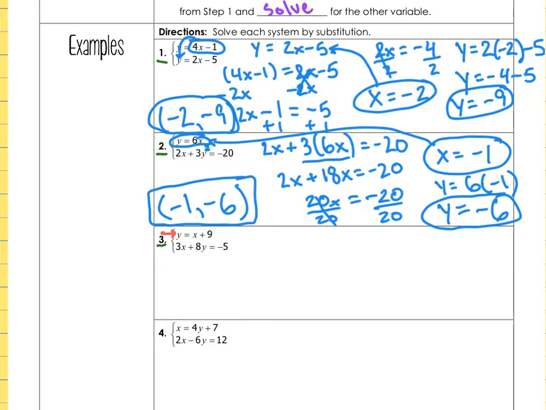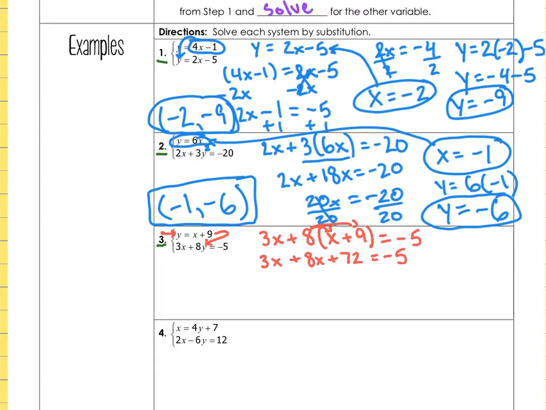So now I can take that and plug it into this equation down here, and I can plug it in for y. So then my equation will go from being 3x plus 8y, and it will become 3x plus 8 times what y equals, and y equals x plus 9. This is all equal to negative 5. Now I'm going to have to do the distributive property here and take that 8 in like this. After that's done, I'm going to have 3x plus 8x plus 72 equals negative 5.